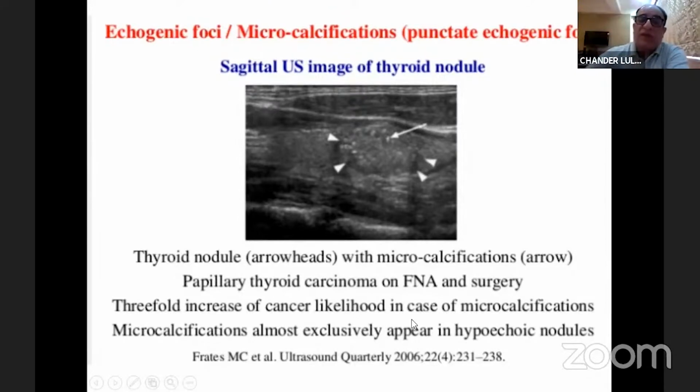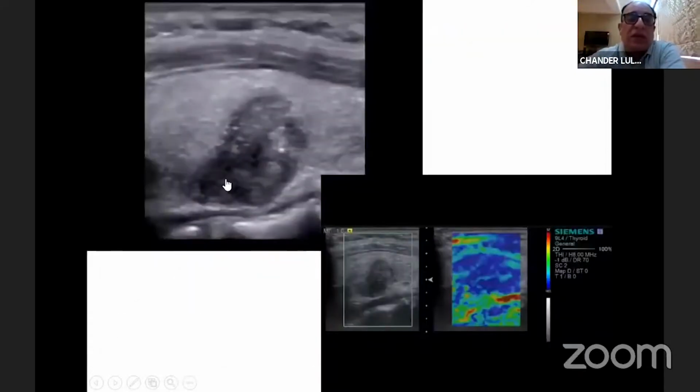So you can see here, this is typical of papillary carcinoma, vertical, taller than wide, with small calcifications, very irregular, lobulated, and extremely hypoechoic. And here we have given blue coding, you can change these color codes. So the blue indicates hard here and indicating that that's a papillary carcinoma.